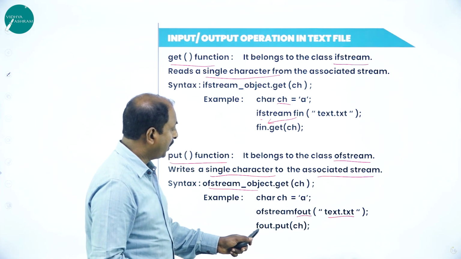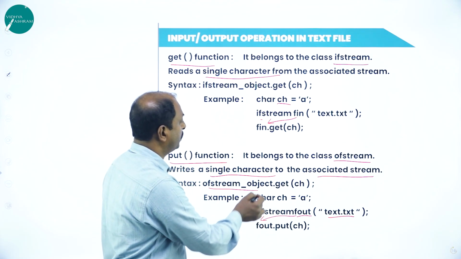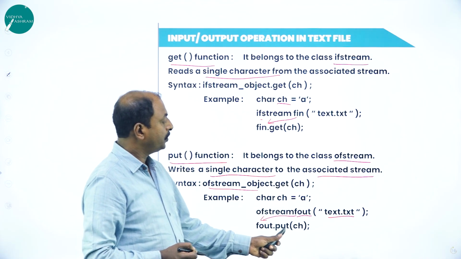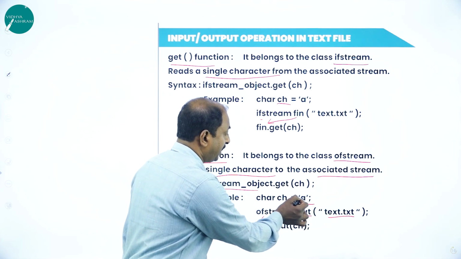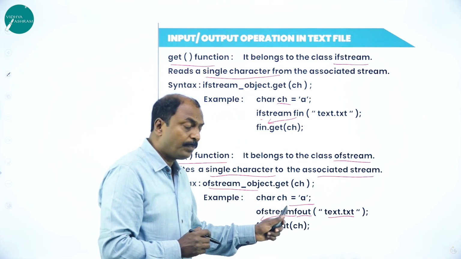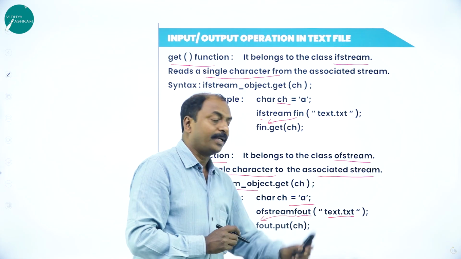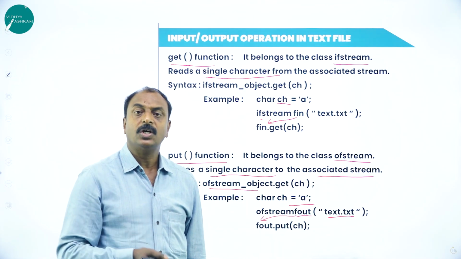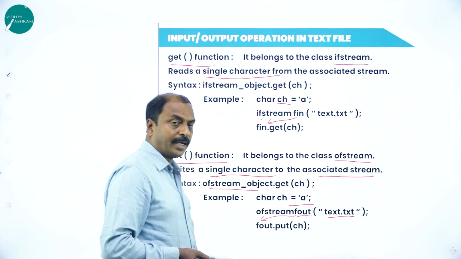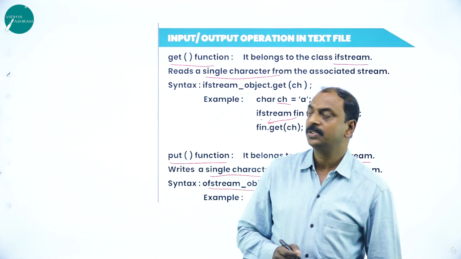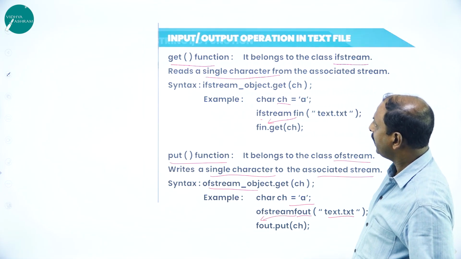So here fout object dot put, that is the syntax. So put ch. Accordingly, the variable stored in ch, that is a, is a single character. With the help of this, we are going to write this character a onto the file text.txt. So this is how we do read and write operation using get and put function. So this is input output operation. Now let us move on to next slide.